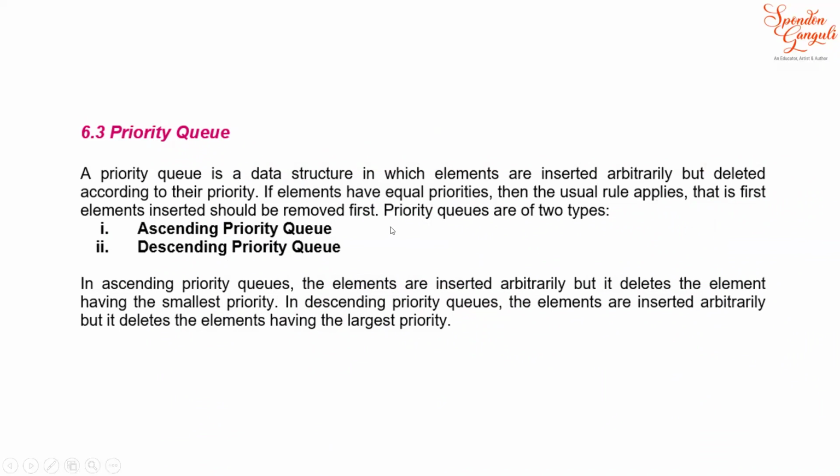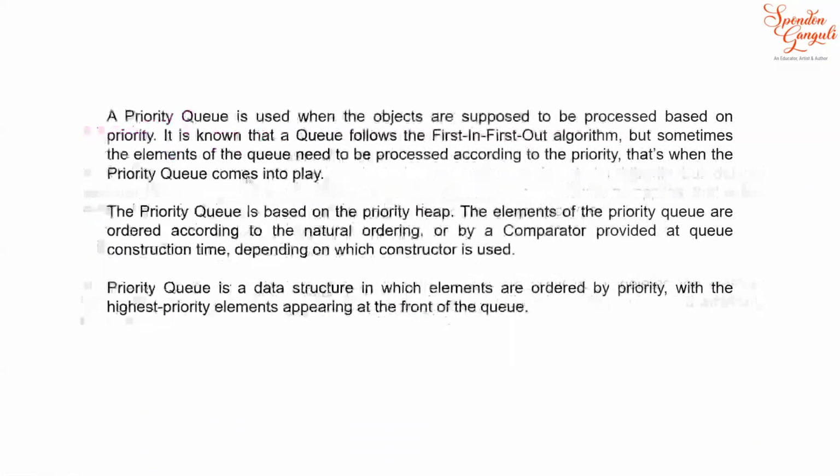Otherwise, according to the priority, the element will be worked out. Now, there are 2 types of priority queue, ascending priority queue and descending priority queue. In ascending priority queue, the elements are inserted arbitrarily but it deletes the element with the smallest priority first. In descending priority queue, elements are inserted arbitrarily but it deletes the element with the largest priority.